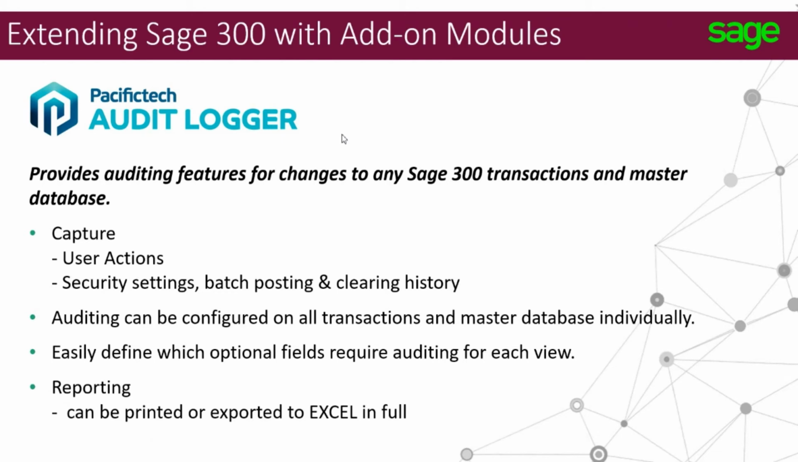It provides auditing features for changes to any Sage 300 transaction and the master database. So any transaction, be it a journal entry or a purchase order, any changes that happen, if you do have the Pacific Tech Audit Logger add-on implemented, you can capture user actions, you can audit and configure all transactions, and it has comprehensive reporting as well. So this is a very strong module. We have implemented it a couple of times for some of our clients. It actually eases the auditing processes within the organization, because it gives you complete awareness of all the changes that have happened, or the transactions that have been posted within Sage 300 as well.